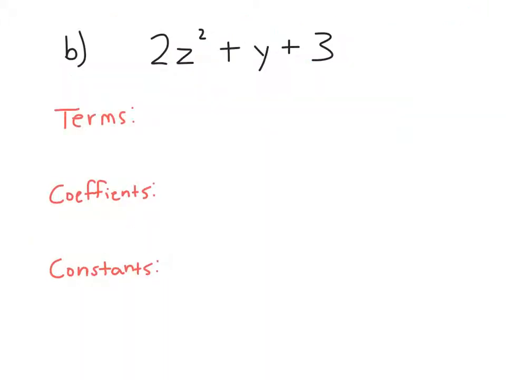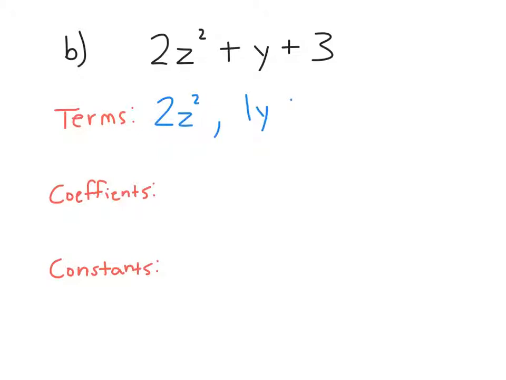Let's try another one. So looking at the expression 2z squared plus y plus 3. This one's a little trickier. So my terms, okay, we just list out all of our terms. Well, together we have 2z squared. The next one is y. Whenever there's a variable all by itself, it becomes a 1. So it's 1y. Because 1 times whatever y equals will always equal whatever the y equals. So let's say it was 2. So 1 times 2 is 2.